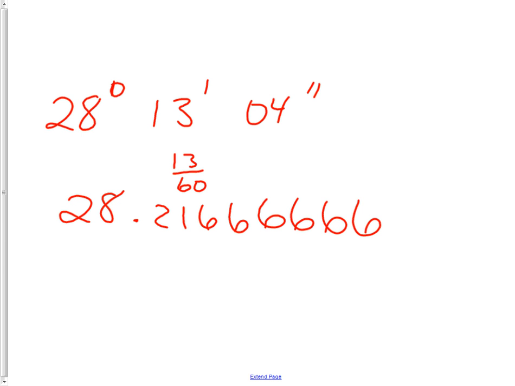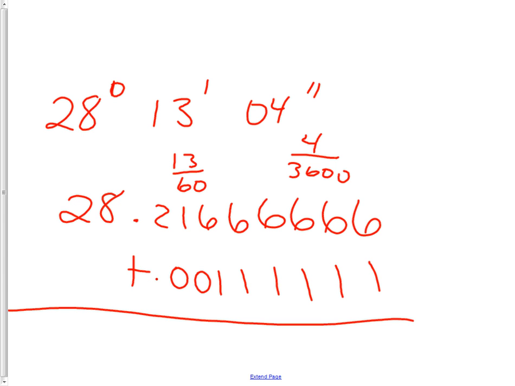And then to that I have to add a little bit more. This part. 4 over 3,600. Add it all up. I really could have put this 28 on a separate line, but 28 plus the 0.2166 is going to be the same as I have. So this is just fine. 28 point, and that's going to be 2, 1, and then the 6 and the 1 makes 7, 7. Do you see how that's going to work?